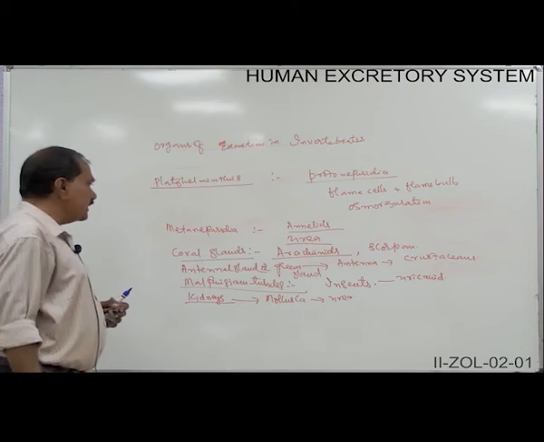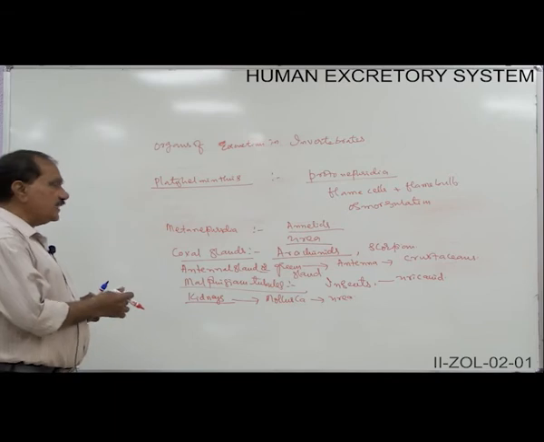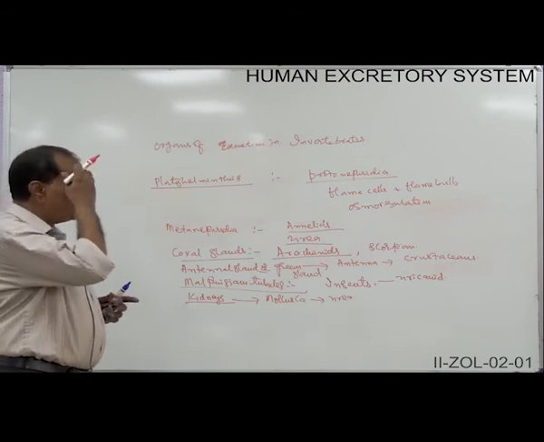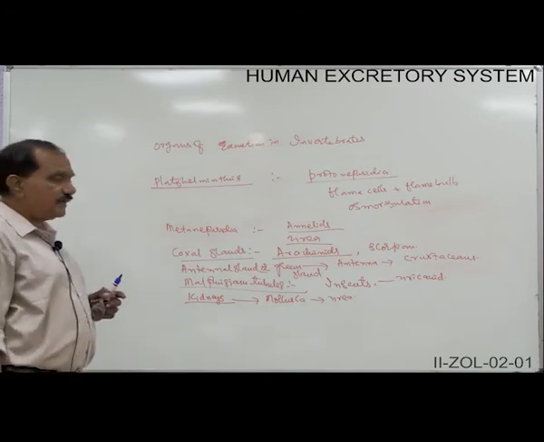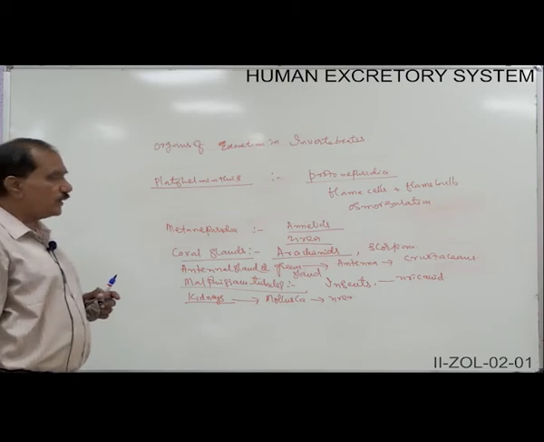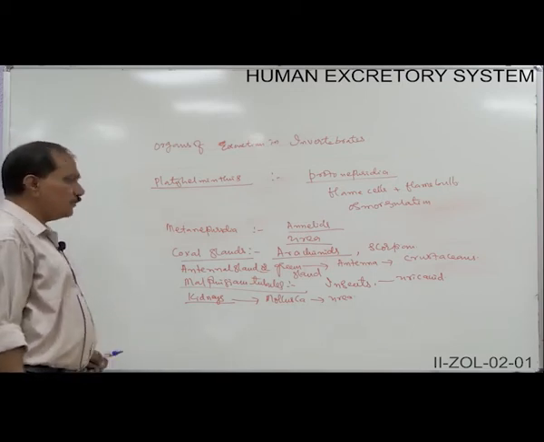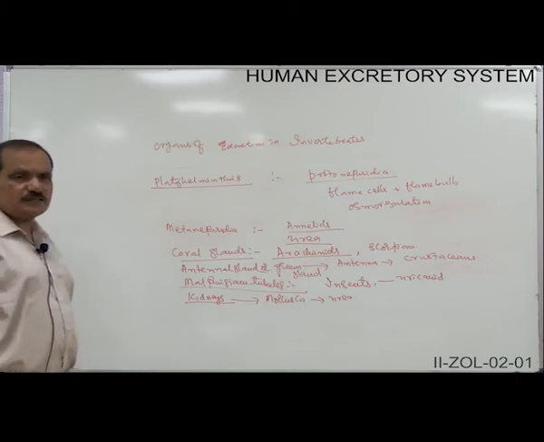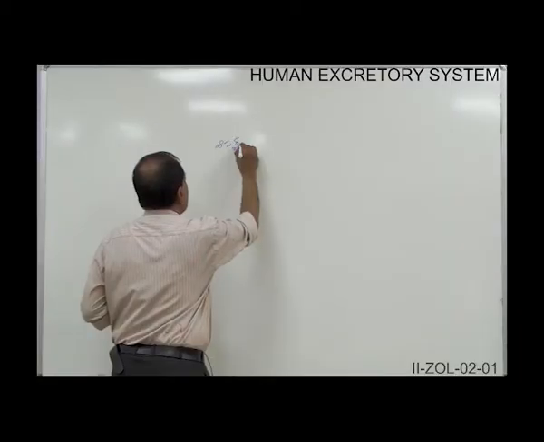Antennal glands or the green glands are found in the case of the class crustaceans. They are found near the antenna, and the malpighian tubules are found in the case of the insects, which are present in between the mesenteron and the ileum, and they are responsible to remove the uric acid. The kidney-like structures, which are found in the case of the mollusca, may be removing the urea as the excretory product. These are some of the excretory organs which are found in the invertebrates.